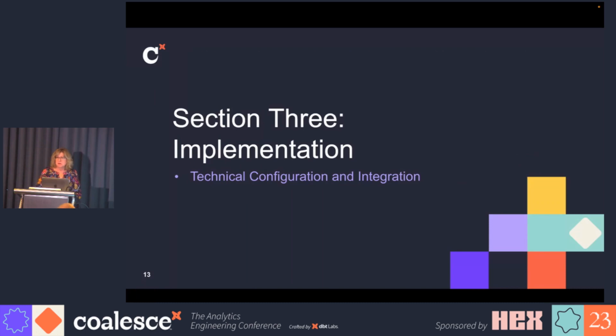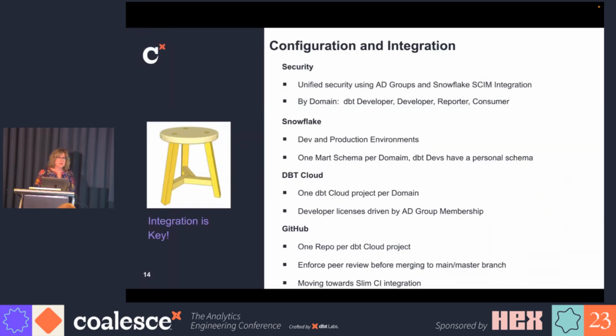So now I'm going to talk a little bit about the implementation, about how we made this happen. And I'm kind of showing the three-legged stool here. The integration was key between all of the different tools in order to make this work. I brought up security before, but that was one of the critical pieces. We have come up with a unified security model, and we are using AD groups to manage these across our stack. So we have the same domains and security set up for those on Snowflake and DBT and Looker across the stack. And that's what makes this work. I'm going to be talking a little bit more about the security later.